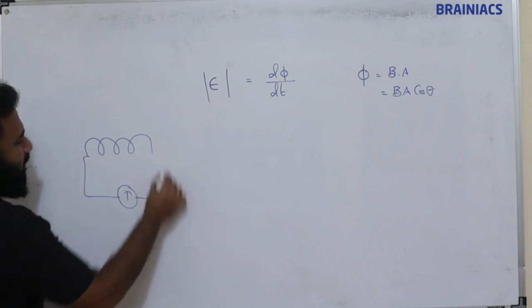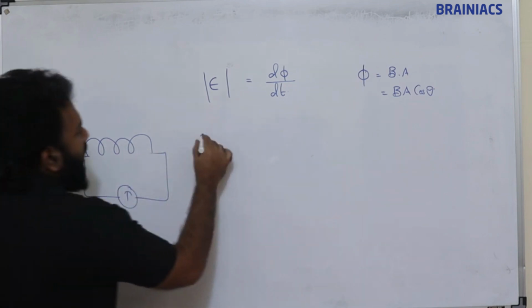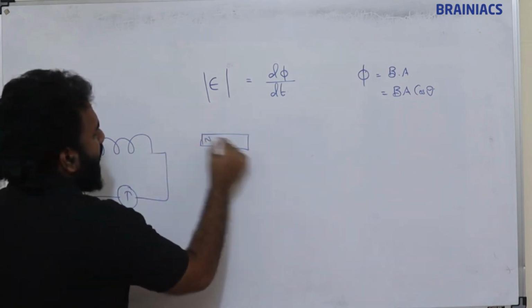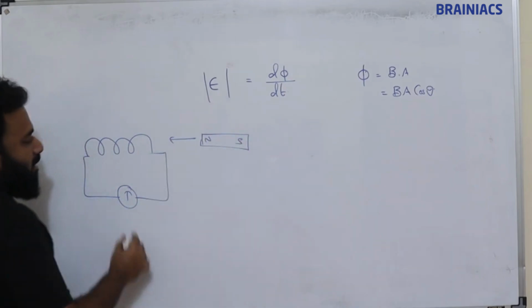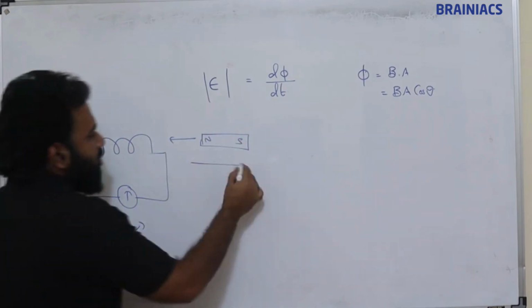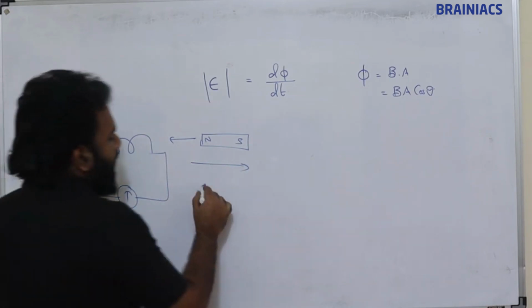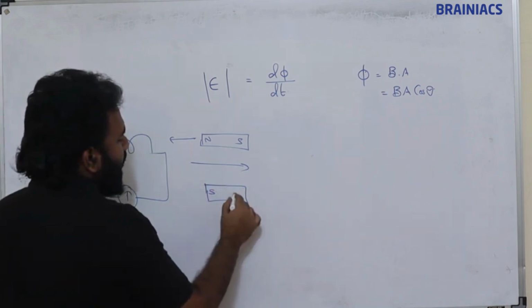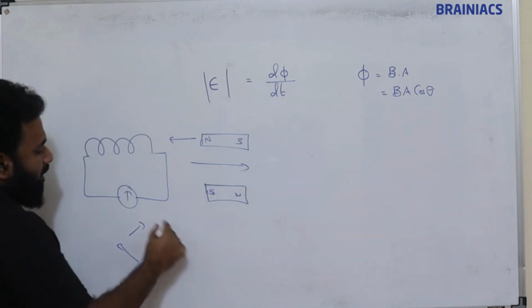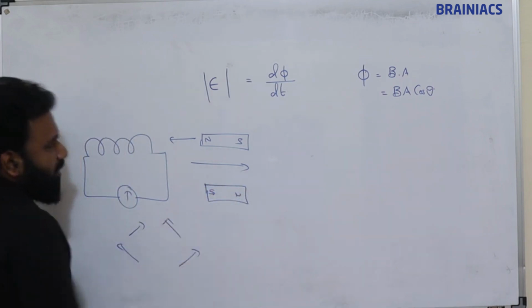We have seen three experiments. If this is a loop connected to a galvanometer, and we bring a bar magnet towards it, there is a deflection. If it is moving away, there is a deflection in the opposite direction. If we change the pole and bring the south pole, the deflection is in the opposite direction.